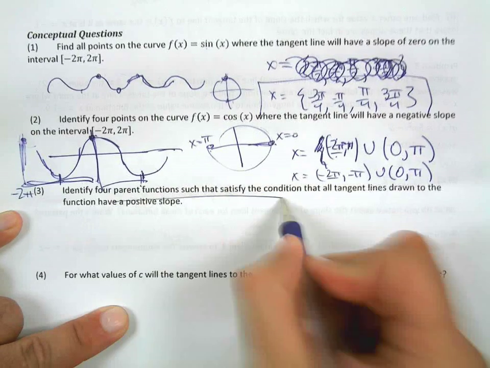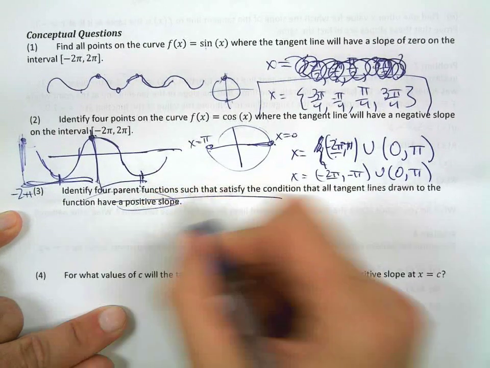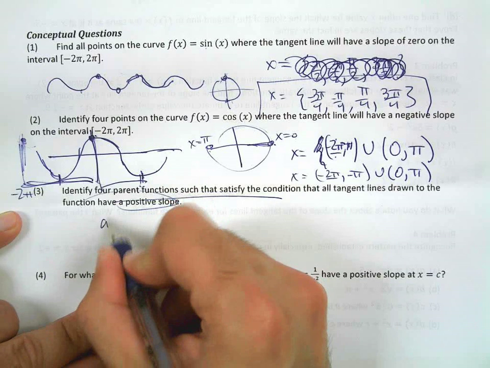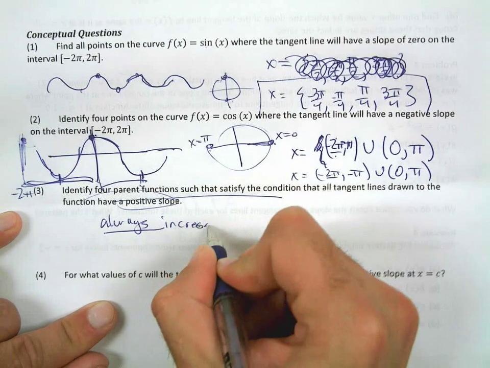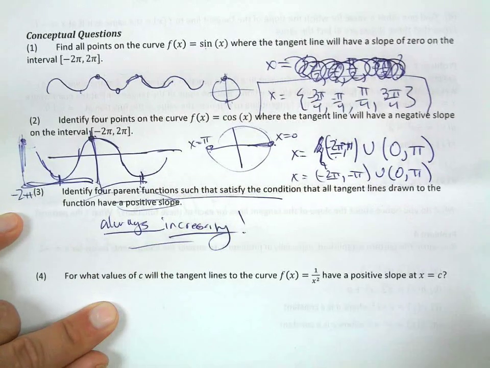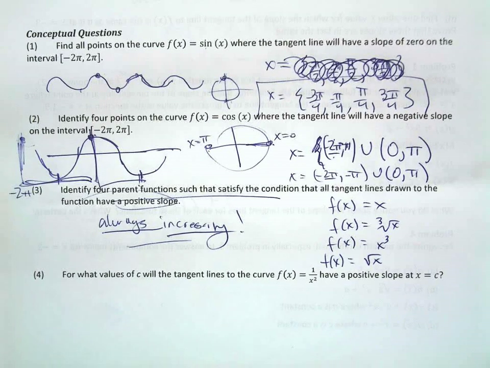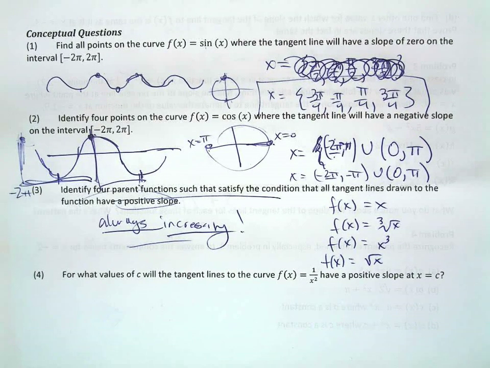Identify 4 parent functions where all tangent lines will have a positive slope. In other words, which parent functions are always increasing? Just think about it for a moment and then check your work here. And read the last problem and try to do it on your own.